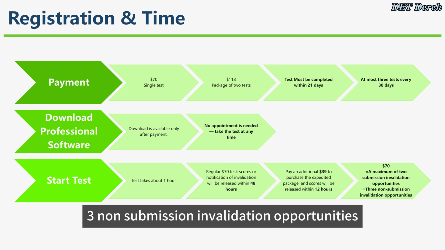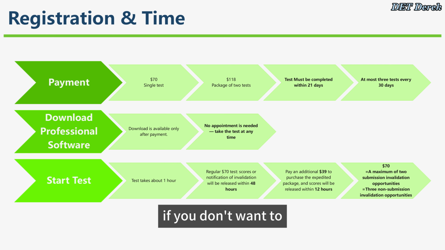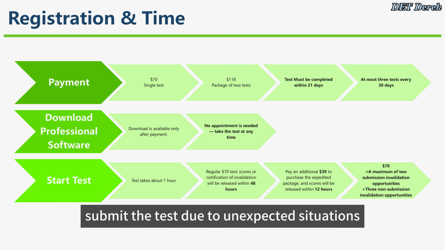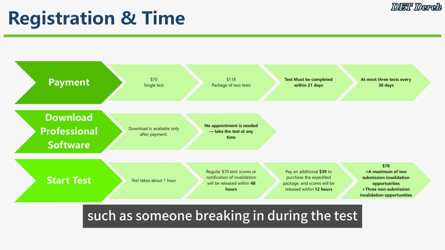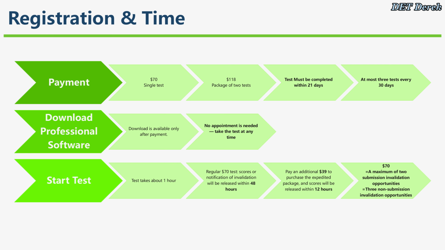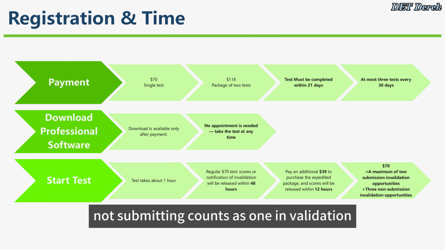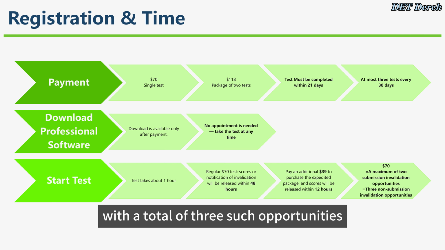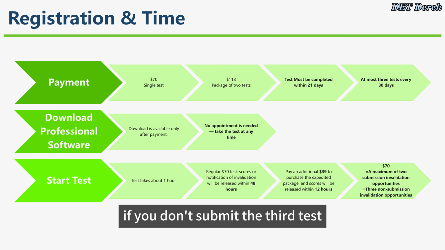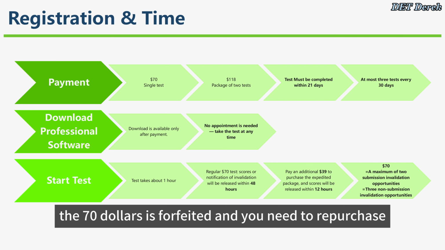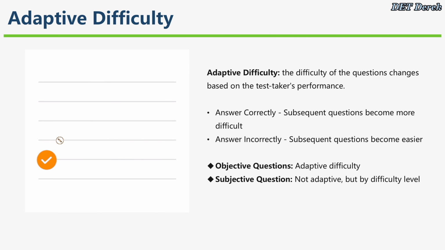3 non-submission invalidation opportunities. If you don't want to submit the test due to unexpected situations such as someone breaking in during the test, not submitting counts as 1 invalidation, with a total of 3 such opportunities. If you don't submit the third test, the $70 is forfeited and you need to repurchase.